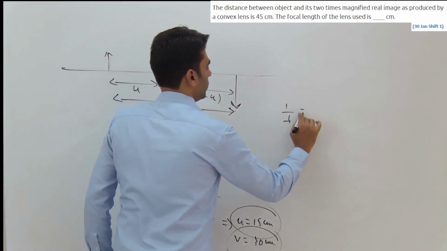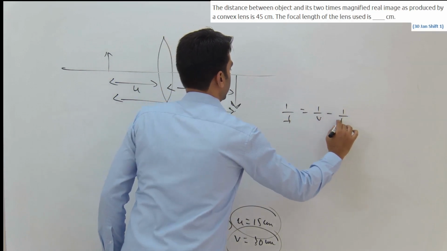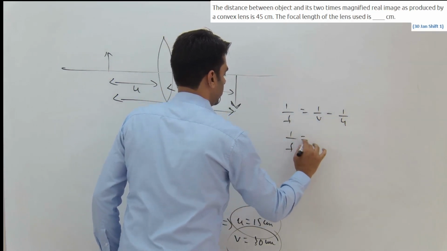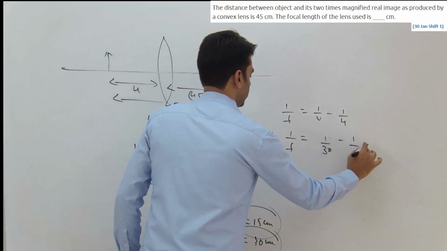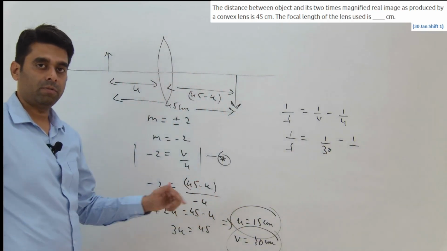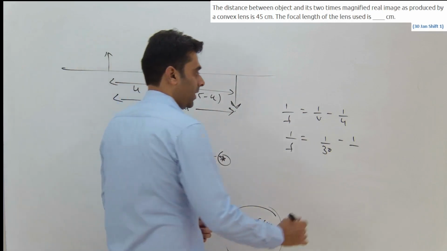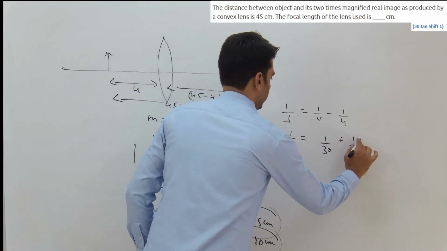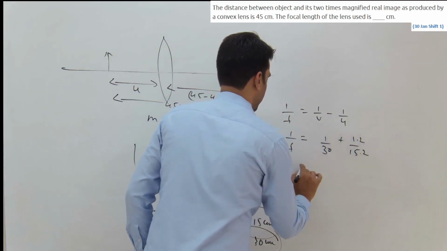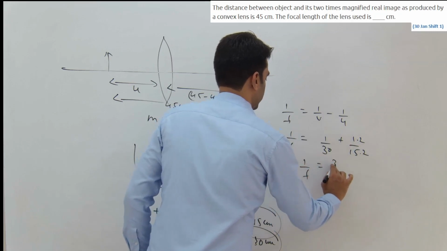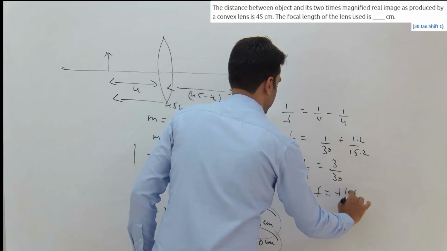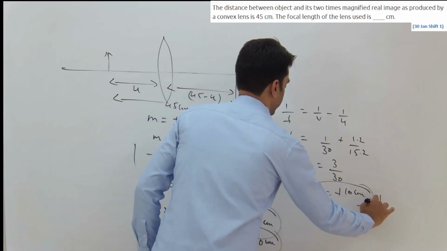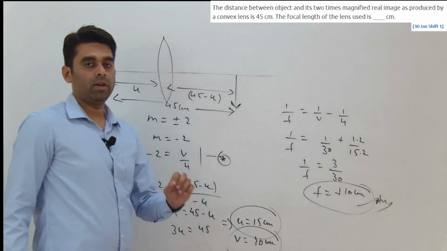Now let's use our lens formula. 1 by f is equals to 1 by v minus 1 by u. So 1 by f is equals to 1 by v, V value is 30, minus of u. Object distance is 15. With sign convention, it will come out to be minus 15. Minus minus plus 15. So what are we getting? 1 by f is equals to 3 by 30. So f is equals to 10 centimeter. Answer for this is focal length will be 10 centimeter.